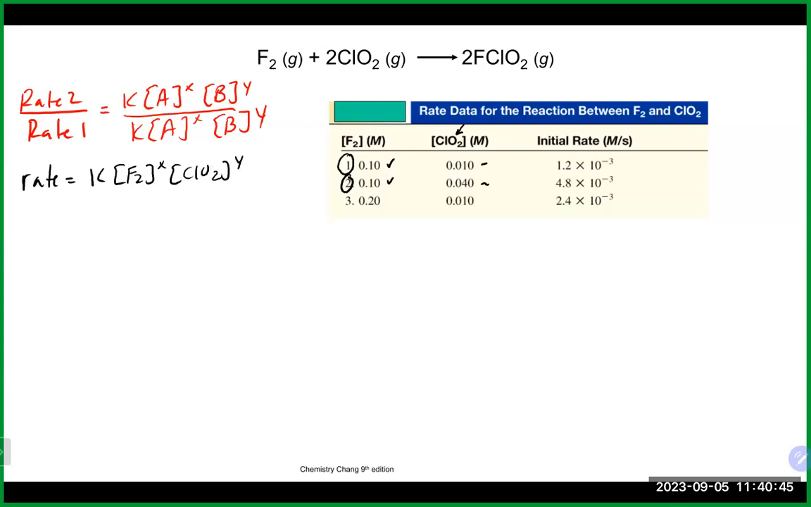So if we look at experiments 1 and 2 from the table, and again, that's going to keep our first reactant constant and vary our second one, we're going to put all that information into this formula. I personally would recommend that you take the experiment that has the higher rate and put it up on top.